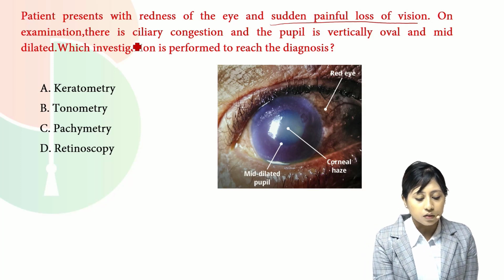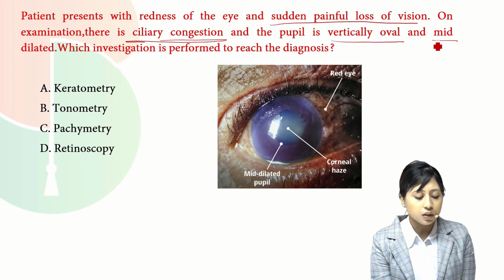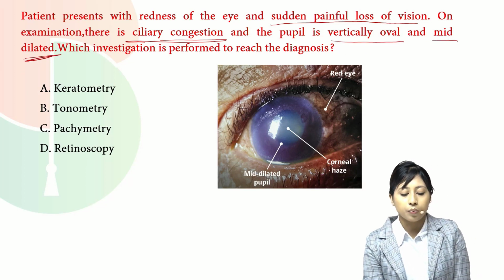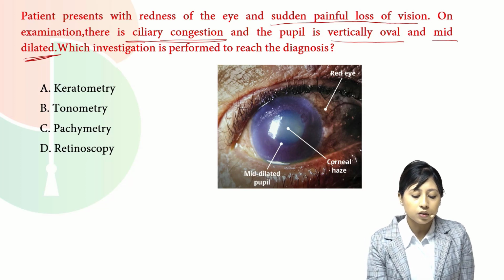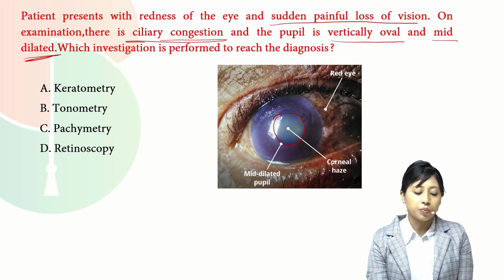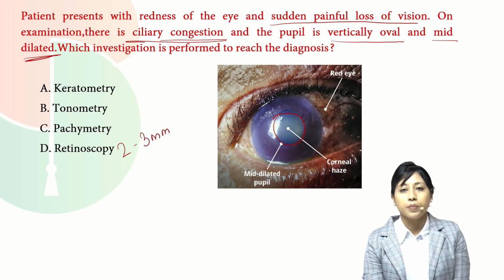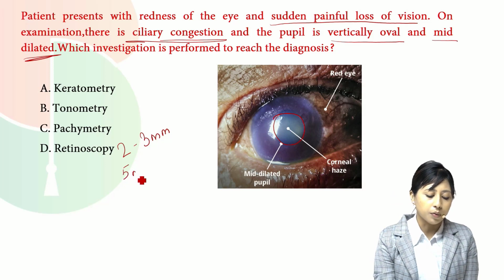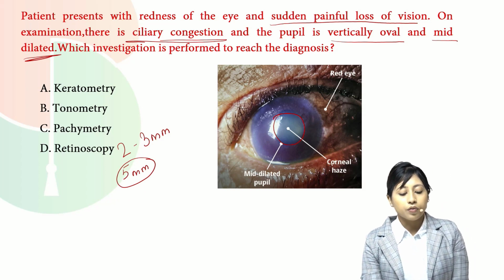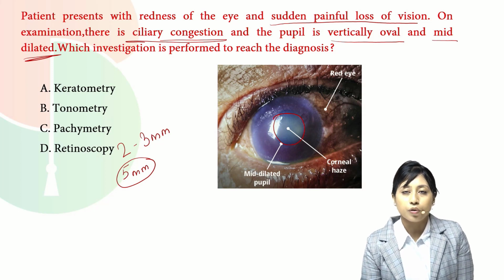Another part is that there is ciliary congestion and the pupil is vertically oval and mid-dilated. This is a very important point. As in this picture, the pupil is vertically oval and mid-dilated. So what is the normal size of the pupil? It is 2 to 3 millimeter. And what is mid-dilated? It should be around 5 to 6 mm. Let's say 5 mm mid-dilated. Which investigation? Okay, let's discuss the investigation later. First of all, what is this case?